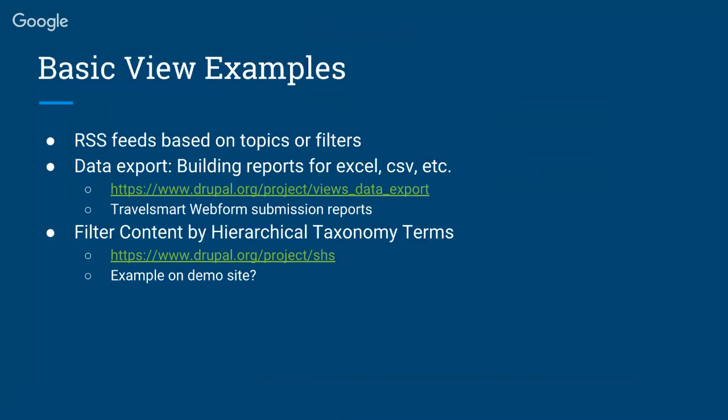Even just filtering content by hierarchical taxonomy terms. This would be like if you wanted to go to your college and then department and then filter faculty. You could have a giant list of faculty and they go into college, then department, and this module gives you that hierarchical taxonomy term filter option.